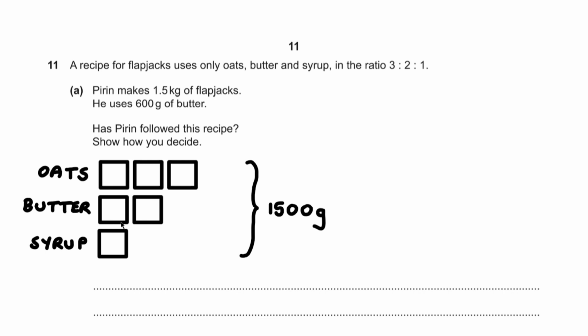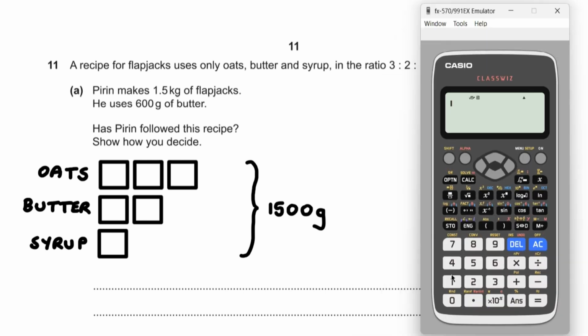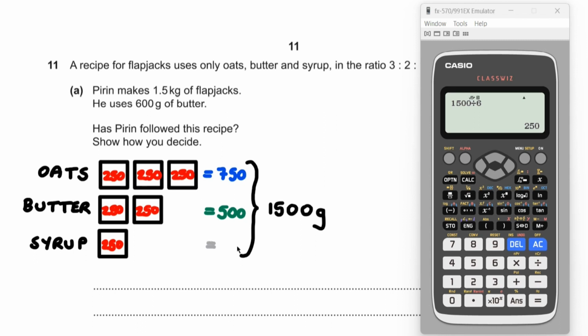Now we've got 1, 2, 3, 4, 5, 6 parts. So if I do 1500 grams divided by 6, that's 250. So I have 250 per part. So how many do I have for oats? 250 times 3 is 750. 250 times 2 is 500. Syrup, that's just going to equal 250.